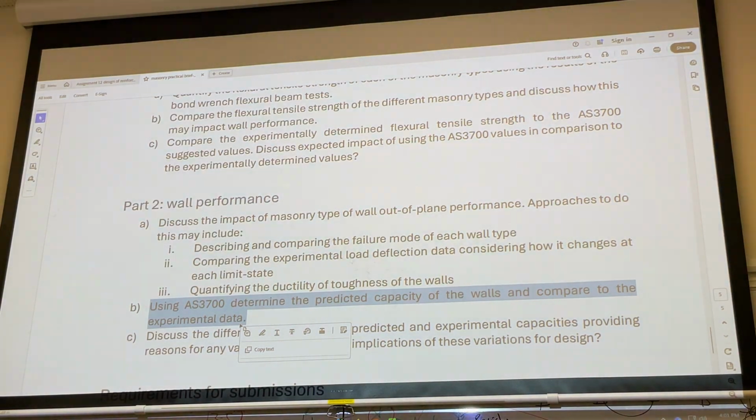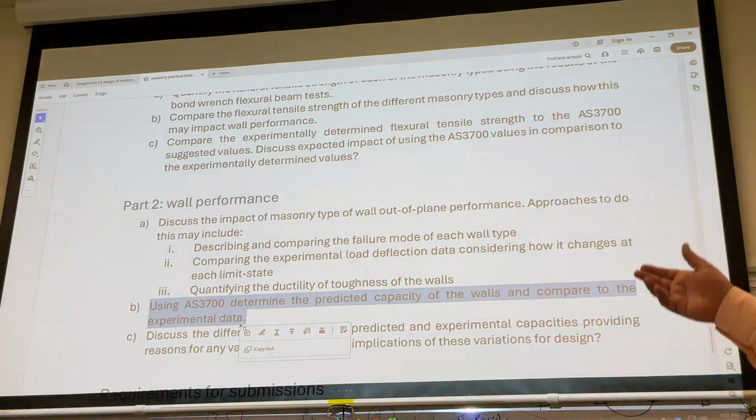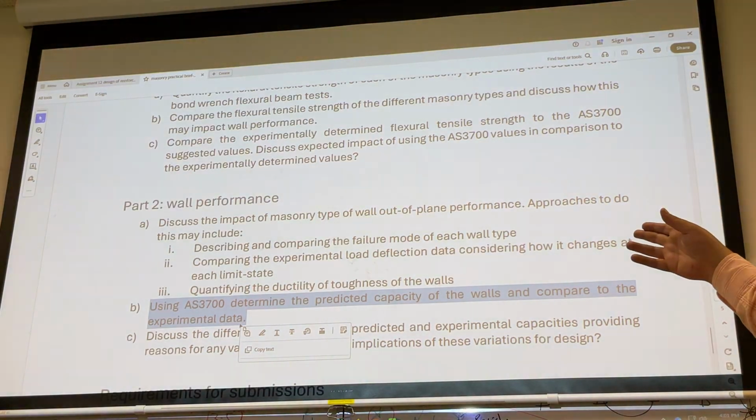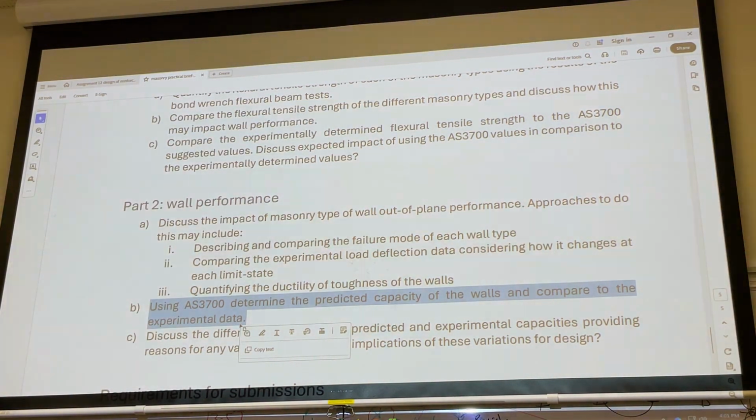Down the bottom in the requirements bit, it says using the standard, you need to find the building capacity of the wall compared to the experimental data. So for each wall, you need to calculate. Excel, I think.